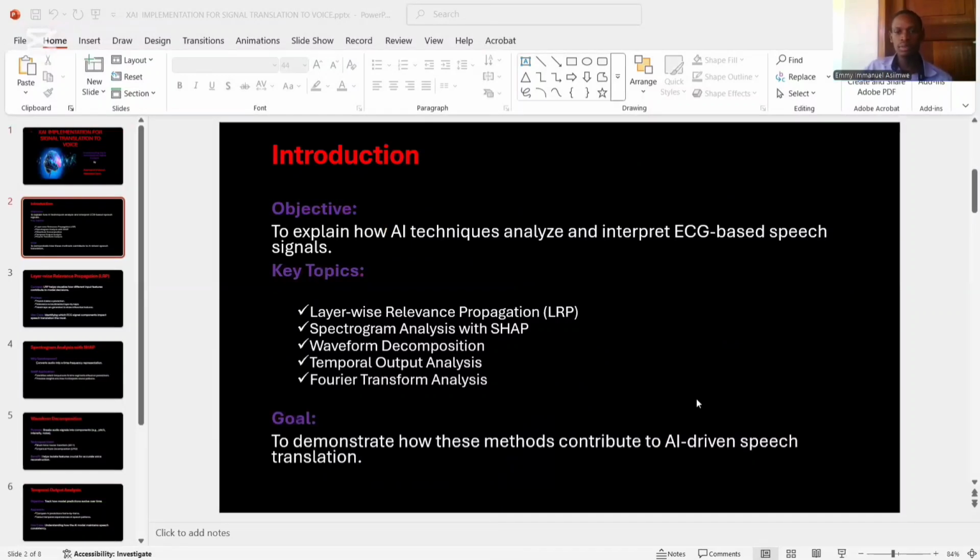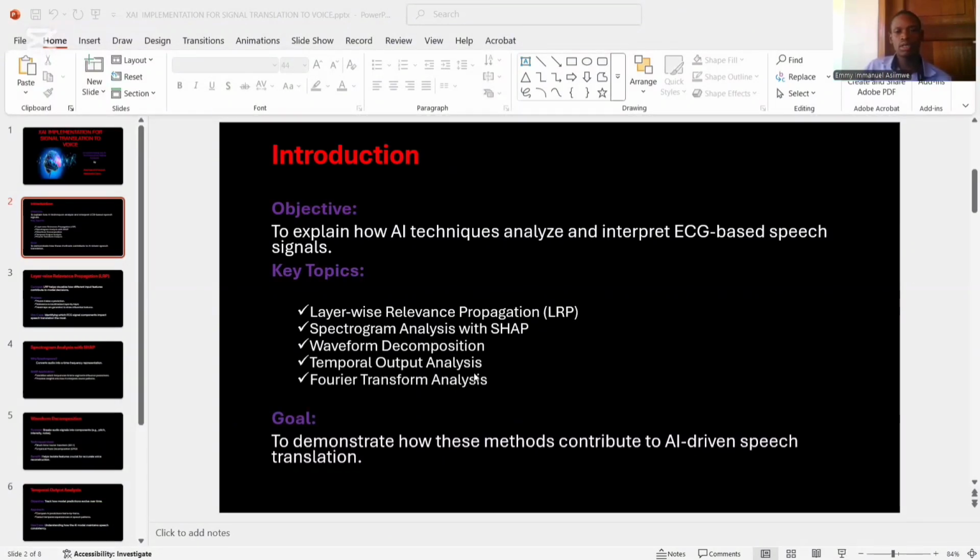The purpose of this presentation is to explain the AI techniques used to analyze and interpret the ECG-based speech signals. The key topics we are going to look at are layer-wise relevance propagation, which is LRP, speech spectrogram analysis with SHAP, then waveform decomposition, temporal output analysis, and Fourier transform analysis.